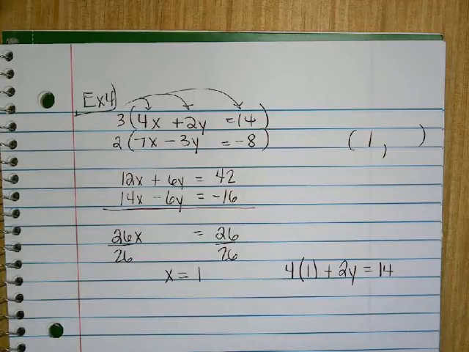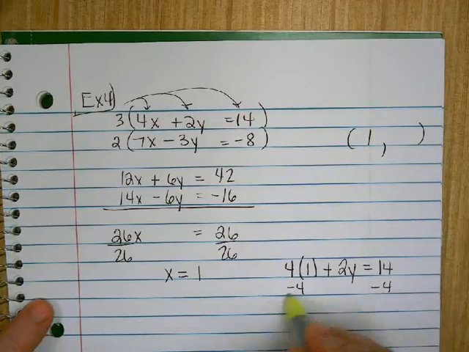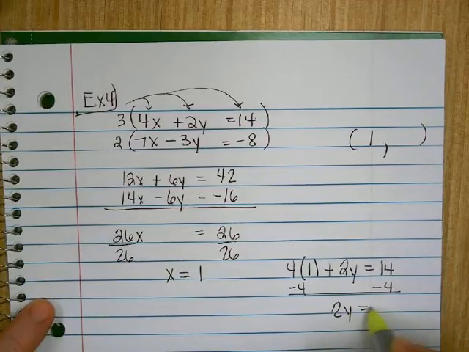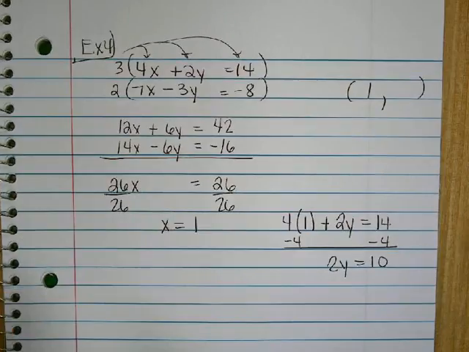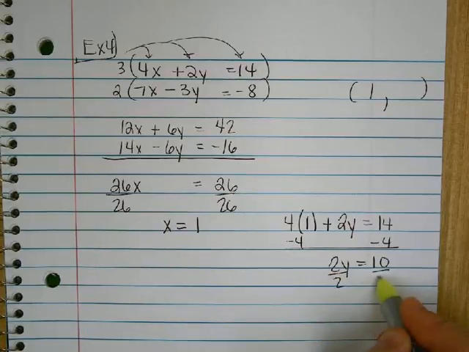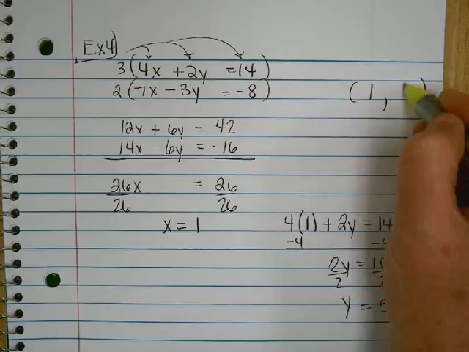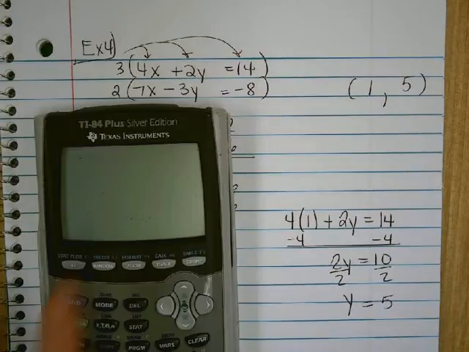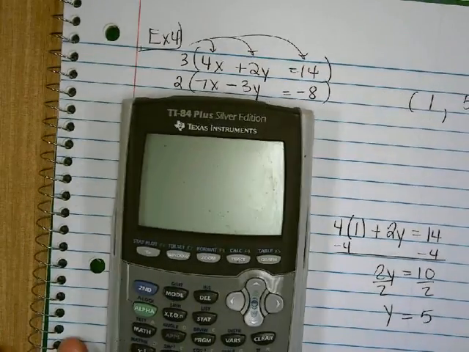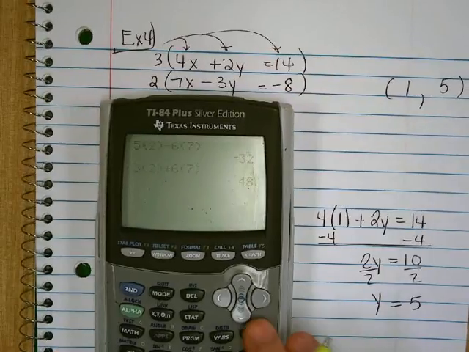Now what do we do? Okay, subtract 4 from each side. 2y is 10. Divide by 2. What's y end up being? 5. Okay, let's check it using our calculator. Everybody get your calculator out.